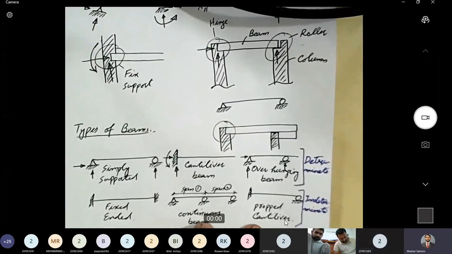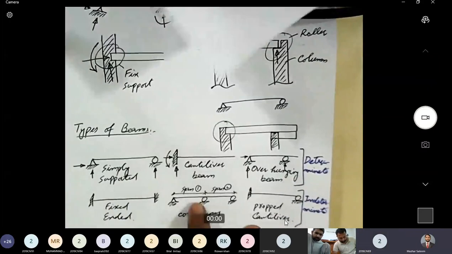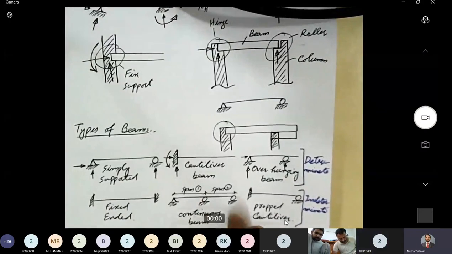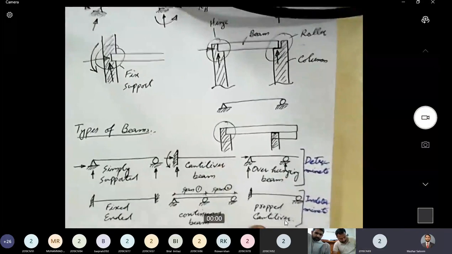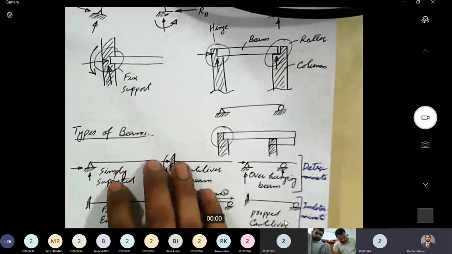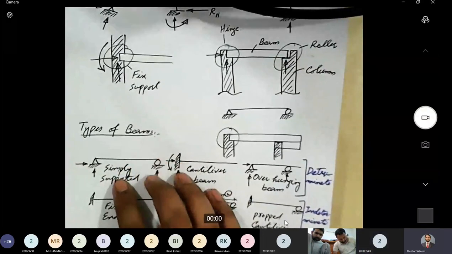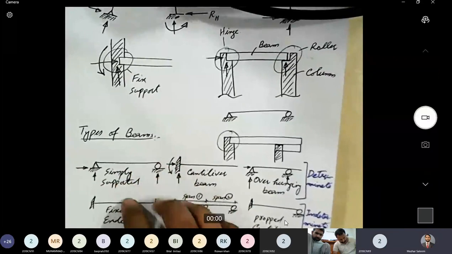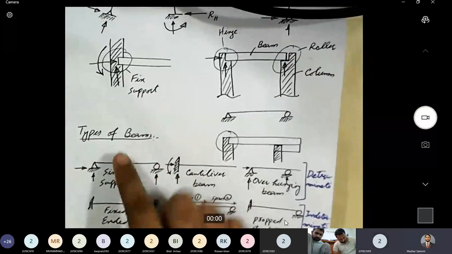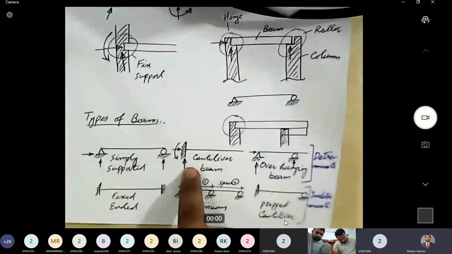And this is true for a two-dimensional system. A two-dimensional system has everything in a 2D plane. The structure is in the 2D plane, all the applied loads are in the 2D plane, and all the reactions are in the same plane. So all these beams that I have just drawn here are two-dimensional beams. Everything is in a two-dimensional plane. Even if some loads are acting, those loads will be acting in the same plane.